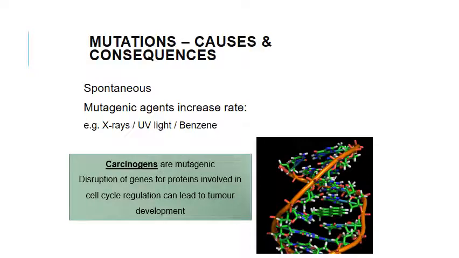Some mutagenic agents can be further classified as carcinogens. These disrupt the genes for proteins involved in the cell cycle regulation or involved in mitosis. The disruption of those genes for those proteins involved in cell cycle regulation can lead to the development of tumours. So carcinogens are a subset of mutagenic agents which can lead to the development of tumours.